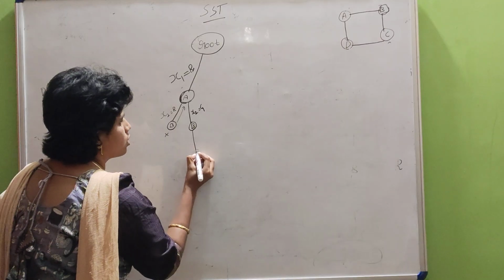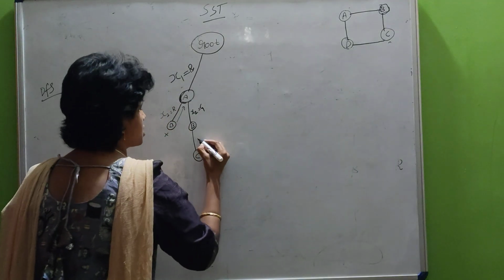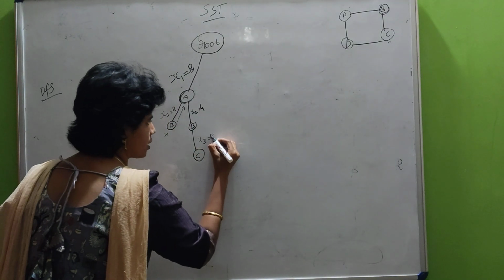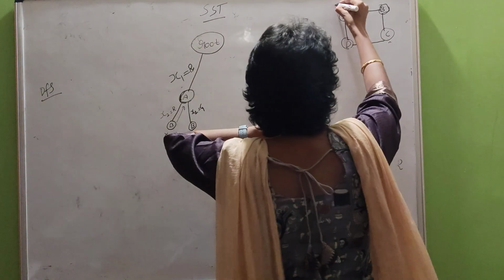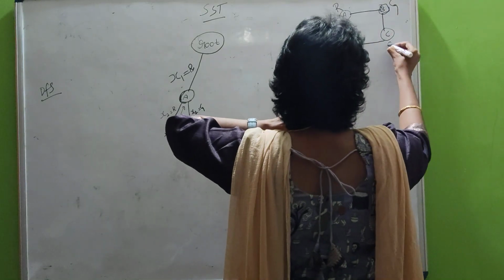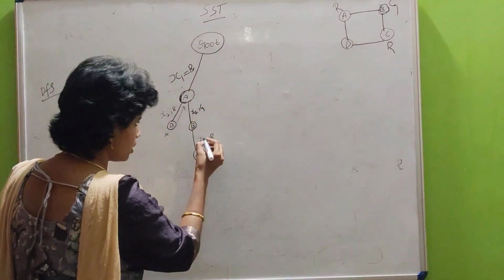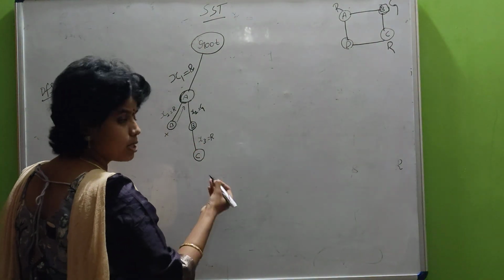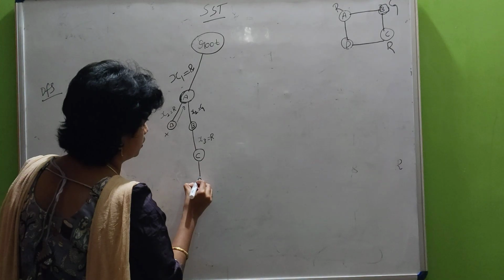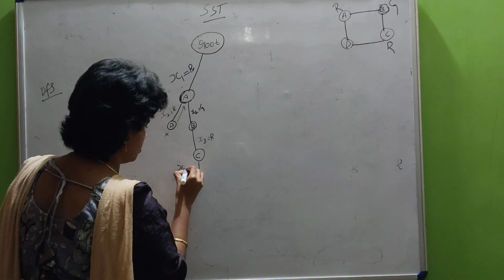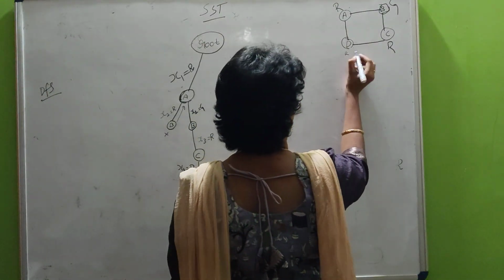Now C. Since C is here, x3 is equal to red. Is that possible? Here it is R, here it is green. If you are keeping red here, it's fine. That's why it's possible. Next, since it is depth first search, you should go to the next node also. D. x4 is equal to red. Is that true? You can't keep this as red, isn't it?